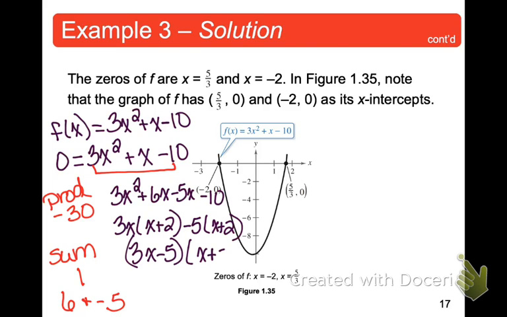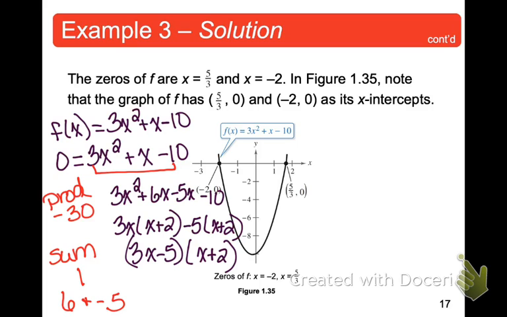is one of those skills that we assume you know before you come into 144. So if you don't know how to factor, that's something that you need to practice, because you will not be successful in 144 if you don't know how to factor.